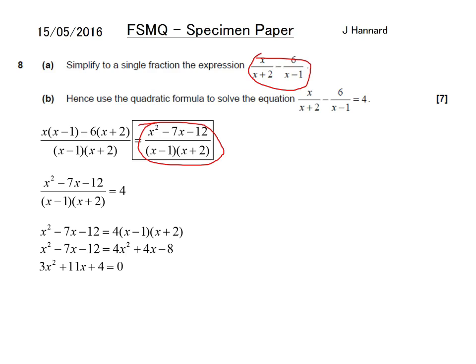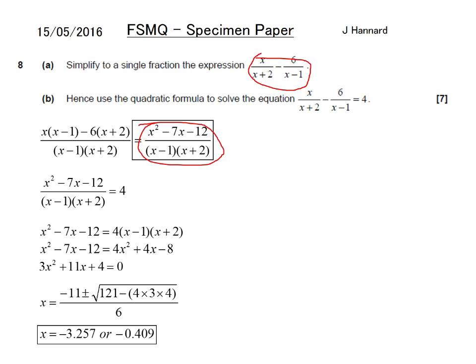And because they've asked you to use the quadratic formula, I'm not even going to bother trying to factorise it. So we'll get that. Putting the numbers into the quadratic formula, which cancels down to x equal to minus 3.257 or minus 0.409.